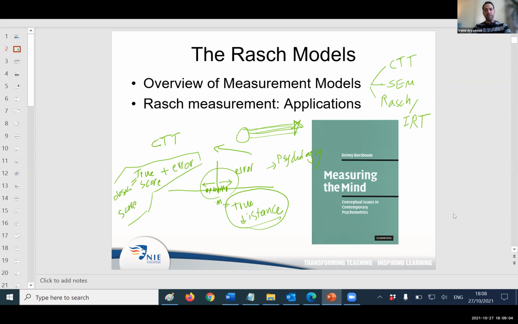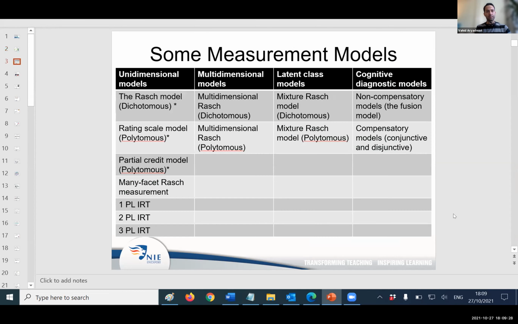IRT stands for item response theory. So today we talk about Rasch. There is a lot more to the history of these models, but I'm not going to go through that history because it would take another course, or more than one course, to talk about where these ideas come from and what they mean.